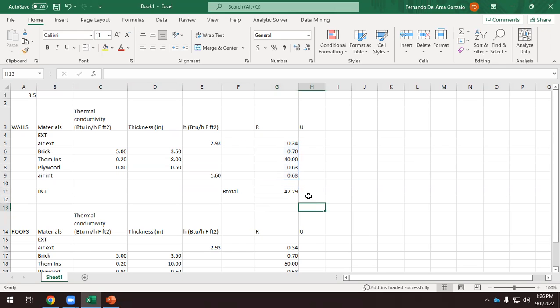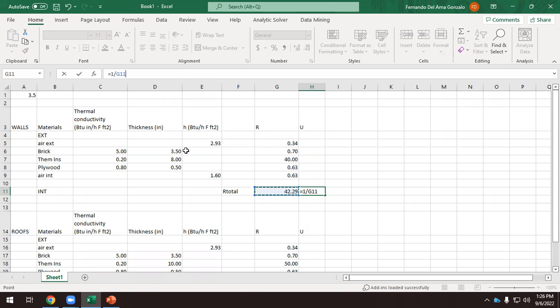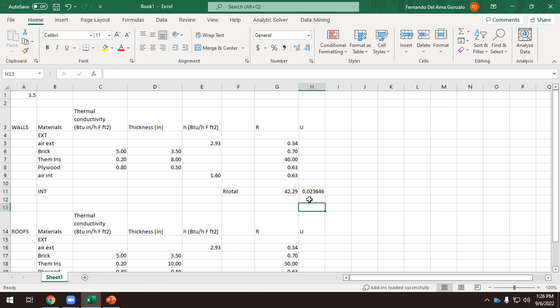Okay. Finally, what is the U value? The U value equals 1 divided by this value. And there you go. And I want 2 decimals. This is it.